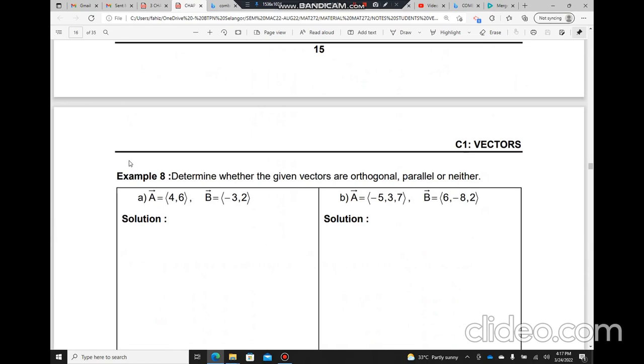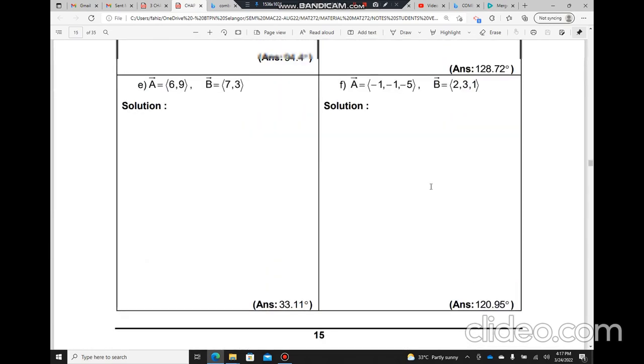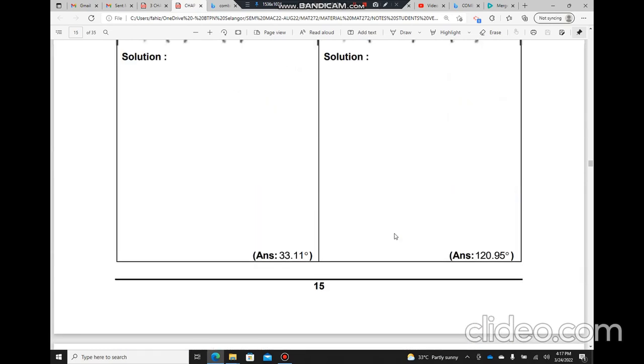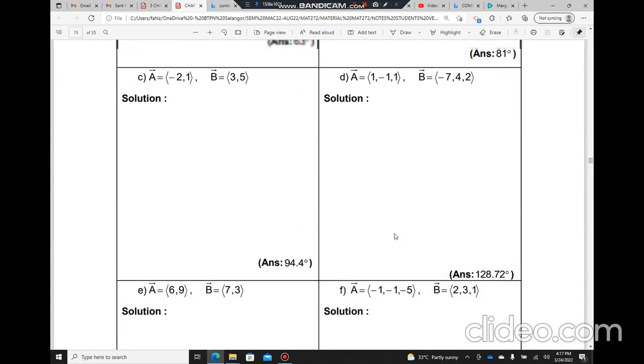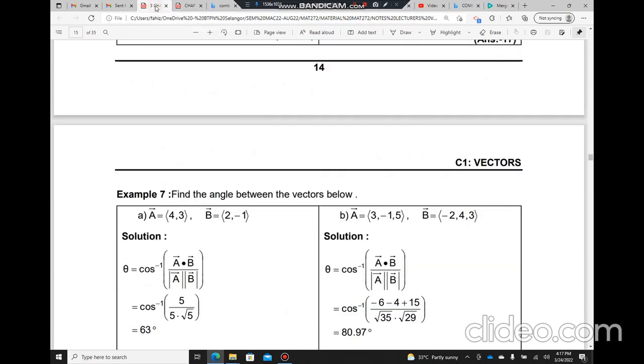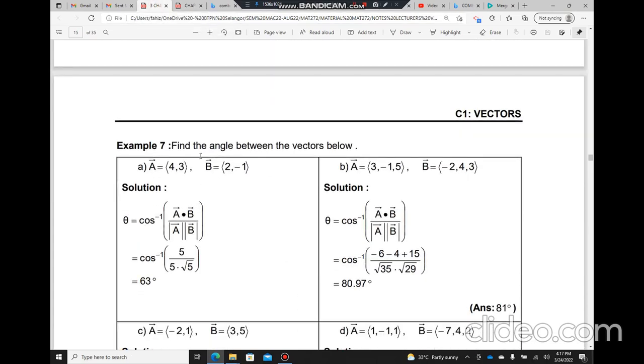Okay, then example 8. Determine whether the given vectors are orthogonal, parallel or neither. Yang ni yang biasa soalan. Untuk example ni pun saya tunjukkanlah satu example 7. For example 7, find the angle between the vectors below. Untuk example 7 dia cari angle.